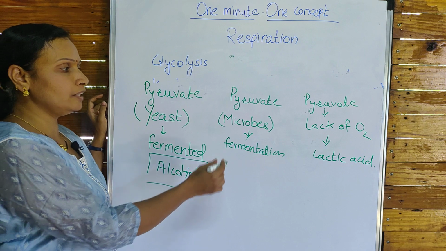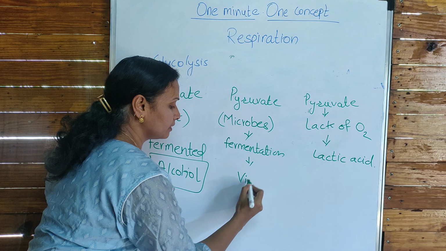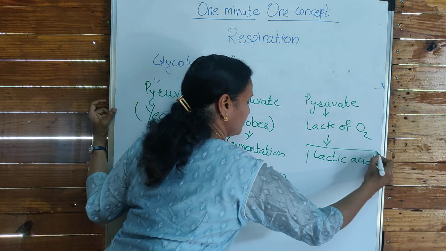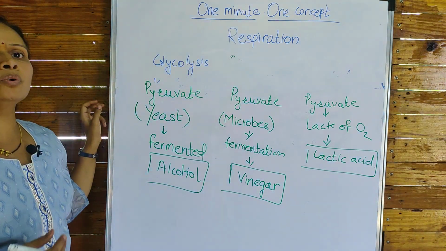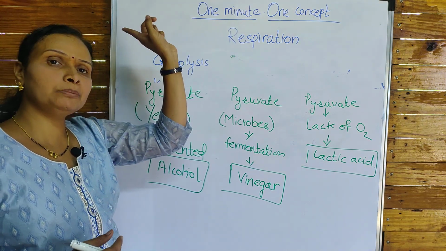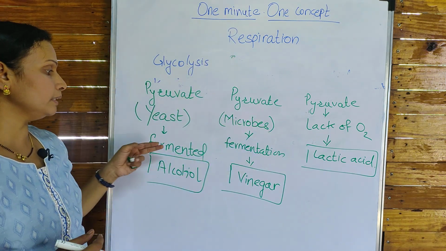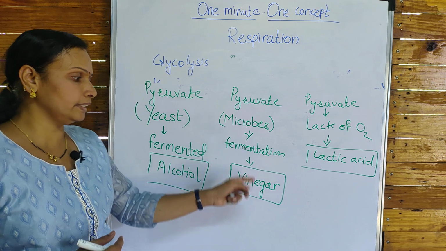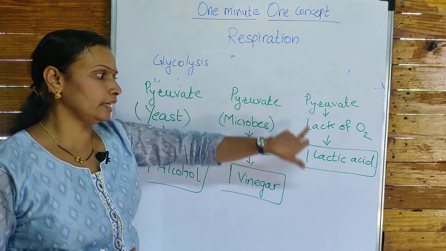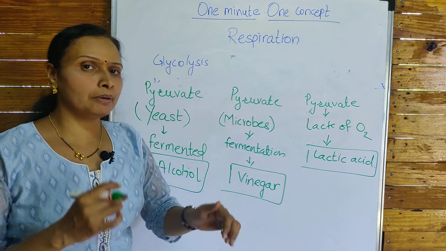And here microbes are fermenting pyruvate, resulting in vinegar. So now we know the types of pyruvate breakdown. Aerobic respiration gives acetyl-CoA and the citric acid cycle. Then anaerobic respiration has 2 types of fermentation, alcohol and then vinegar. And wherever there is a lack of oxygen, pyruvate is broken down into lactic acid. So this is all about respiration.